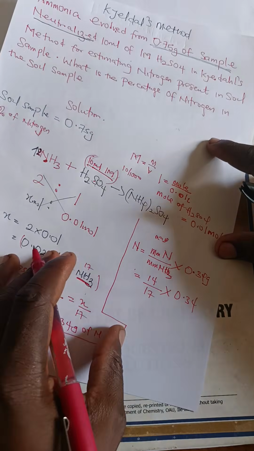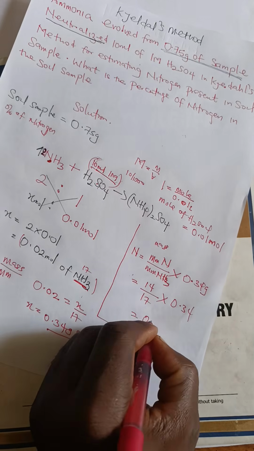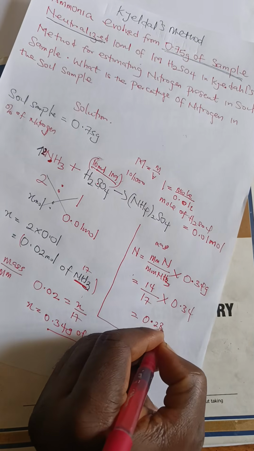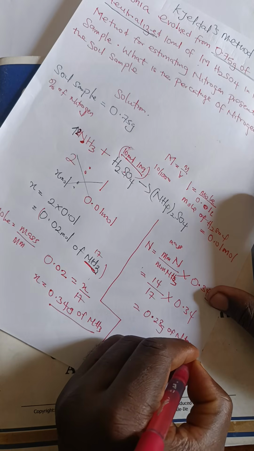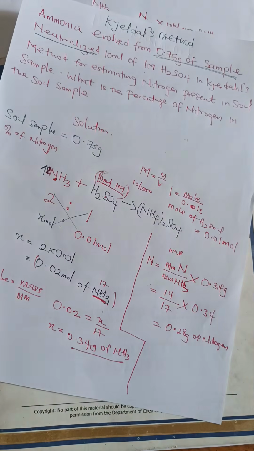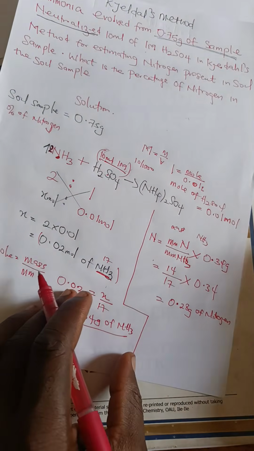Yes, mass composition of nitrogen. So from there, what is the mass composition of nitrogen from here? This value should give us 0.28 gram of nitrogen. So simple. We got this from ammonia. So this is that of nitrogen.